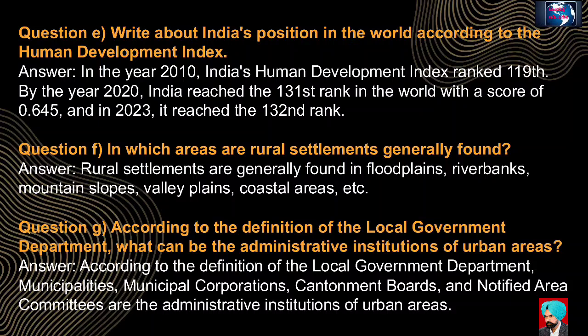Question F. In which areas are rural settlements generally found? Answer: Rural settlements are generally found in floodplains, riverbanks, mountain slopes, valley plains, coastal areas, etc. Question G. According to the definition of the local government department, what can be the administrative institutions of urban areas? Answer: According to the definition of the local government department, municipalities, municipal corporations, cantonment boards, and notified area committees are the administrative institutions of urban areas.